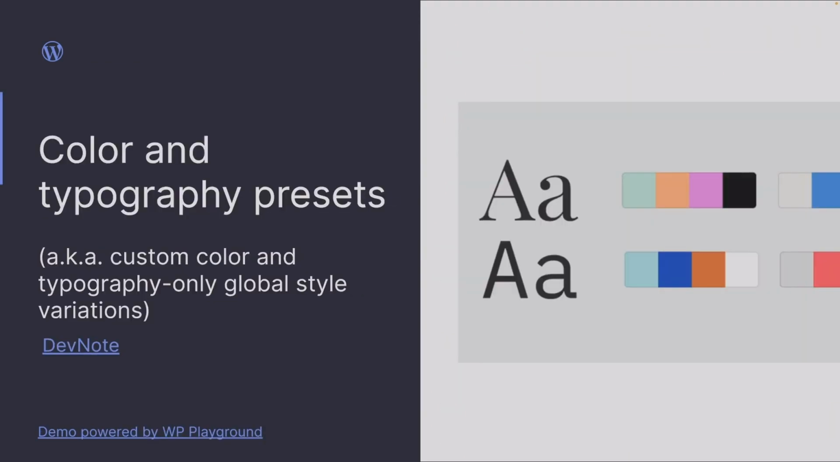Another feature that we have in WordPress 6.6 are what are called color and typography presets, or custom color and typography only global style variations. The names are a bit tricky, but this is more precise. So does anybody know what global style variations are?